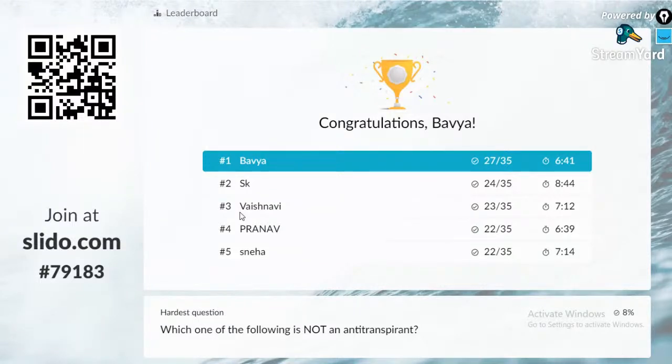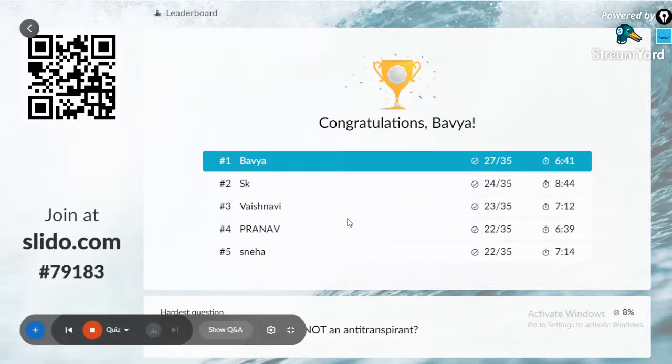Very good. Bhavya, 27. Actually, this score is not good. Bhavya, this score is not good. Okay? 27 on 35. I need 30, about 30 marks out of 35 in this last day revision. Yes, very good. SK with 24 on 35. Vaishnavi 23 on 35. Pranav 22 on 35. Sneha with 22 on 35.